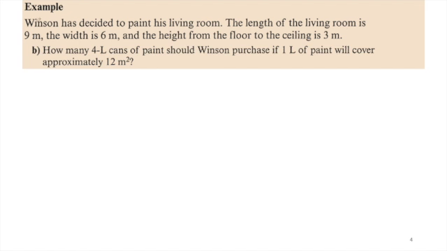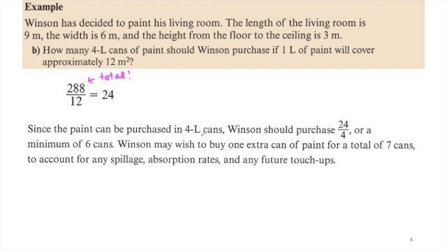Another application part to this, so same idea. So Winston still has that amount, but now I want how many 4-liter cans of paint should Winston purchase if 1 liter of paint will cover approximately 12 meters squared. Well, we have 288, so that's our total, divided by what? 1 liter of paint, which would cover 12 meters squared, so you would need 24 liters of paint. Okay, so he should purchase 24 divided by 4 because they are 4-liter containers, or a minimum of 6 cans.